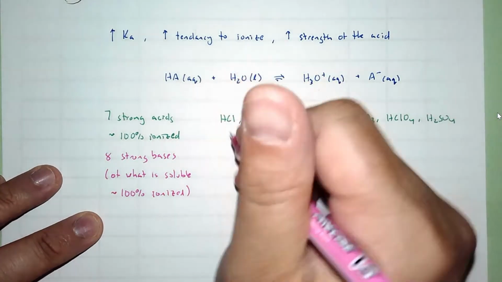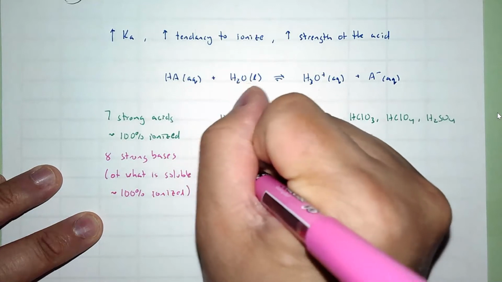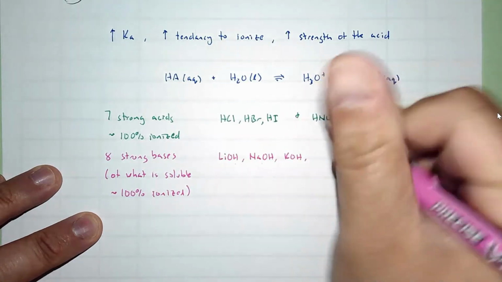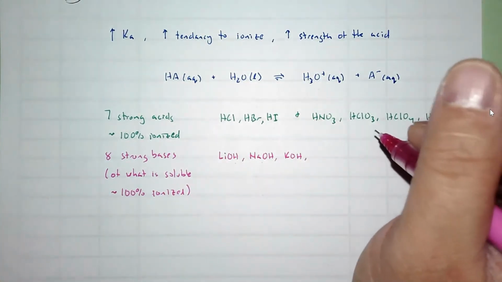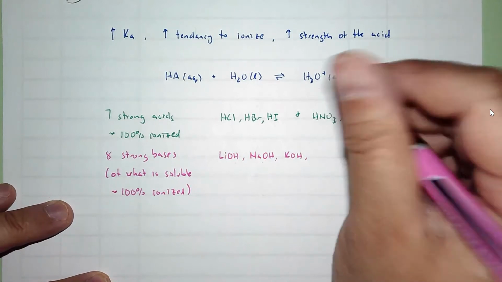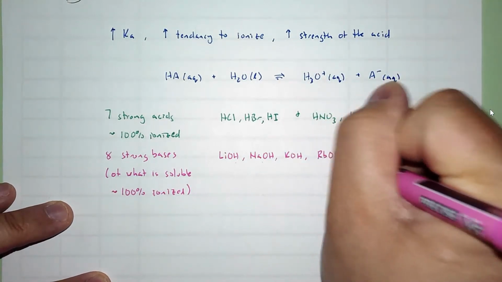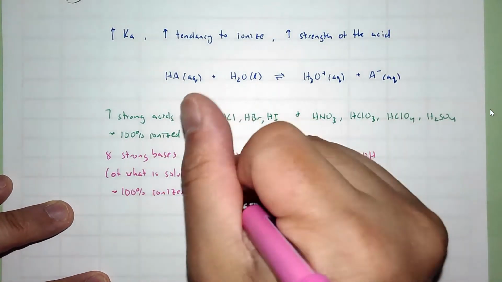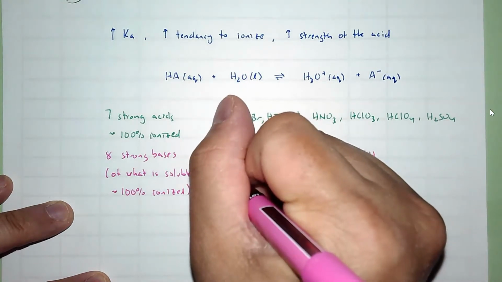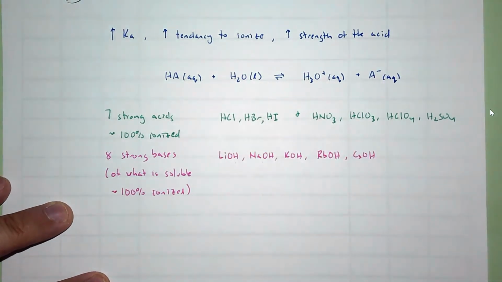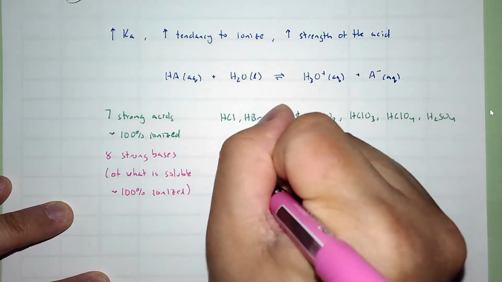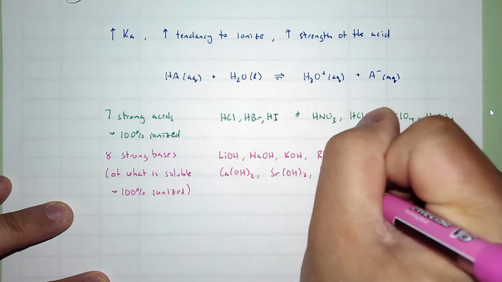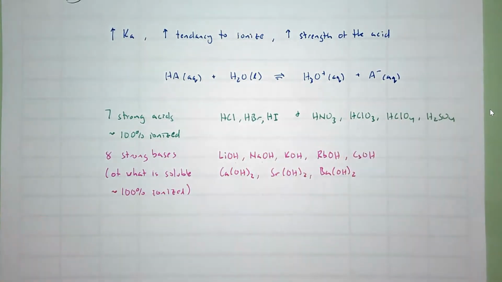But the first set are definitely LiOH, NaOH, KOH. I'm doing this from memory, so I'm going down the periodic table for group 1. Rubidium, RbOH, and cesium, I think. The group 2, you skip beryllium and magnesium, and now we have calcium, Ca(OH)2, strontium, Sr(OH)2, and barium. Those are your 8 strong bases.